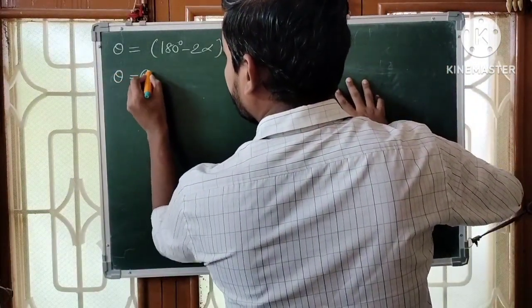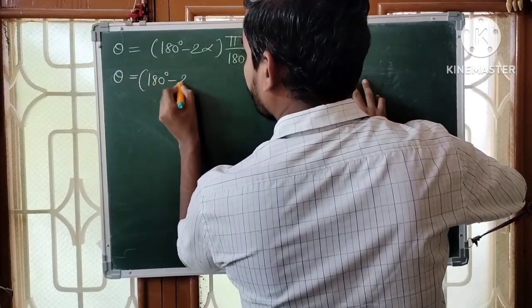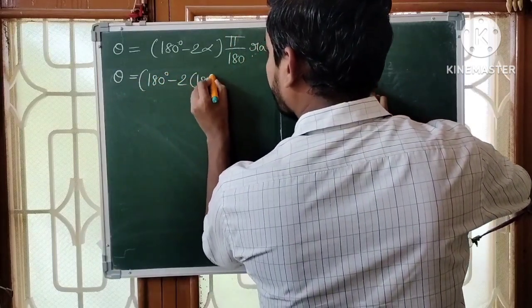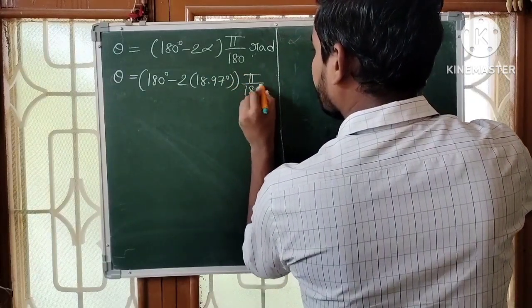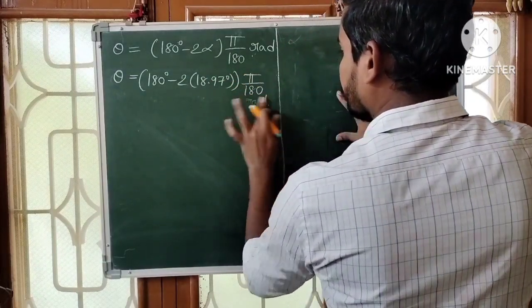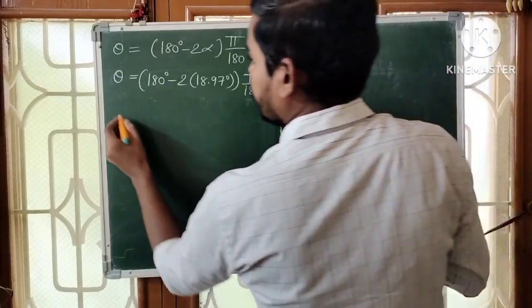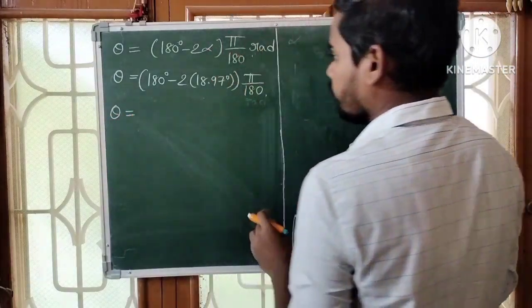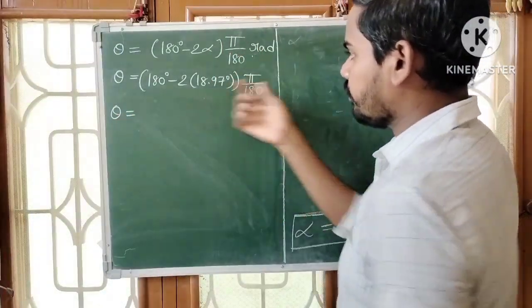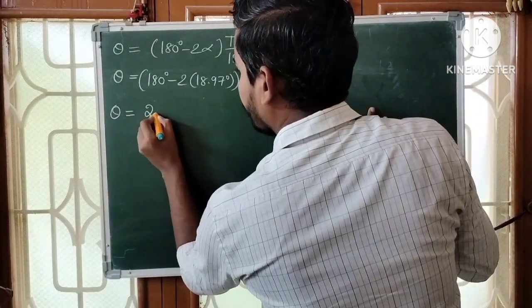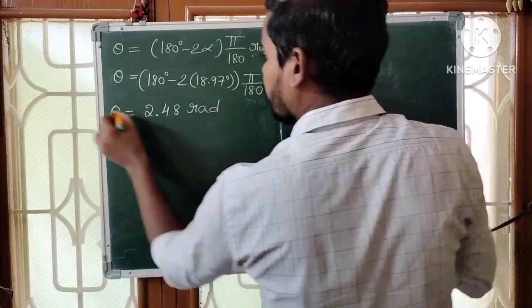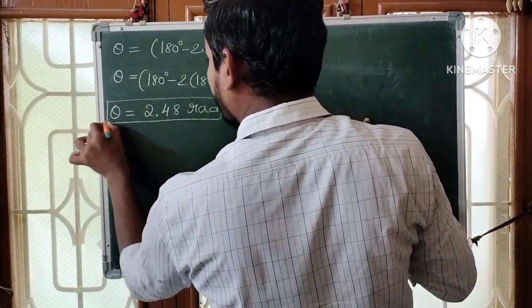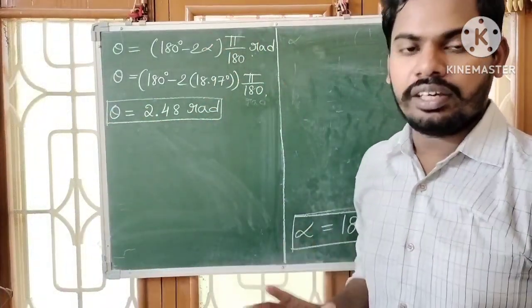Theta is equal to 180 degrees minus 2 into alpha, 18.97 degrees, into pi by 180 radians. Anyhow, units in radians. So if you calculate this value, approximately you will get 2.48 radians. Angle of contact theta is equal to 2.48 radians. Okay. Now we have angle of contact.